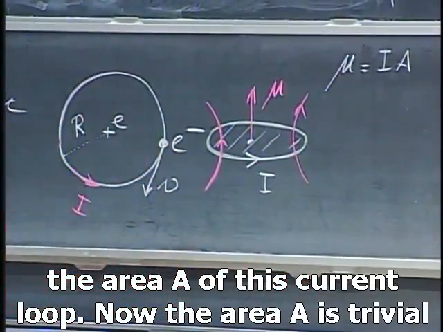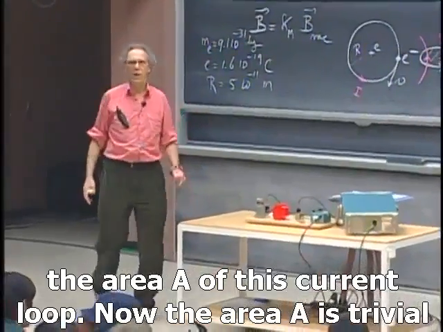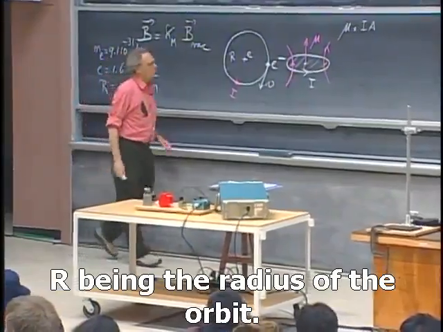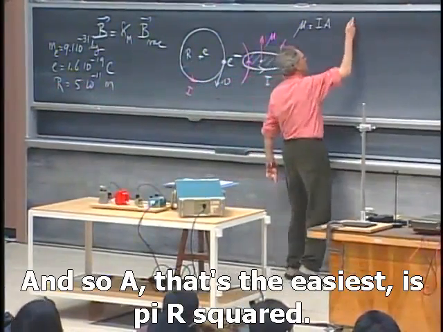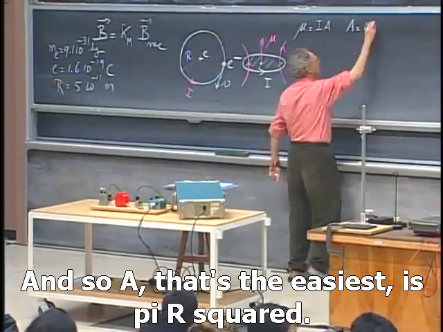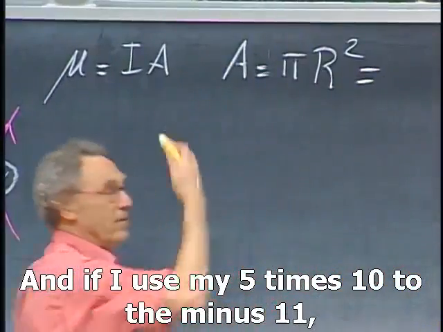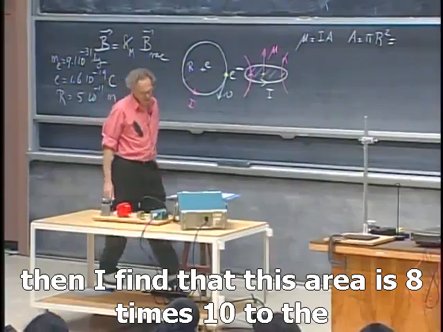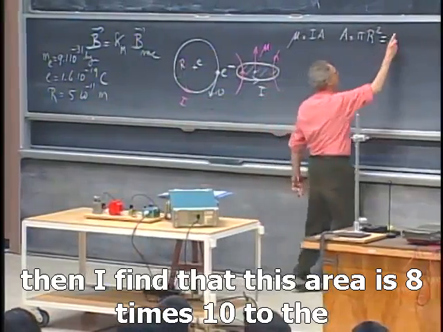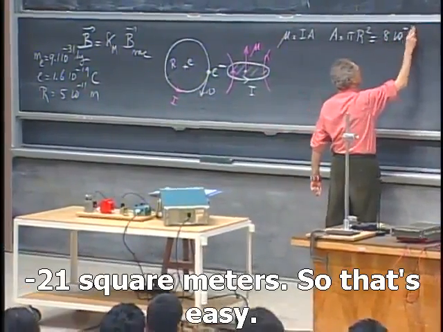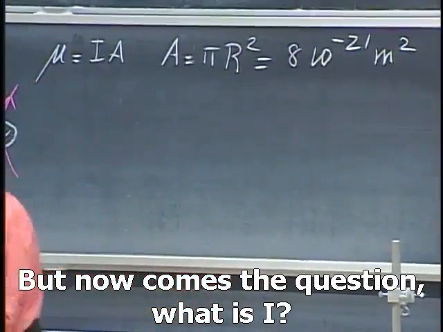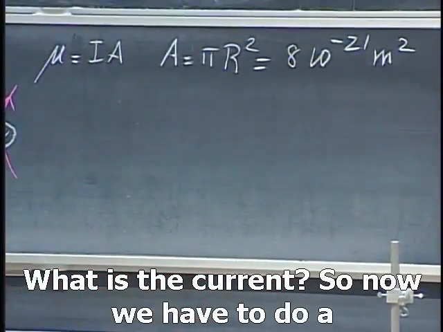Now, the area A is trivial to calculate. That's pi r squared, r being the radius of the orbit. And so A, that's the easiest, is pi r squared. And if I use my 5 times 10 to the minus 11, then I find that this area is 8 times 10 to the minus 21 square meters. So that's easy. But now comes the question, what is I? What is the current?